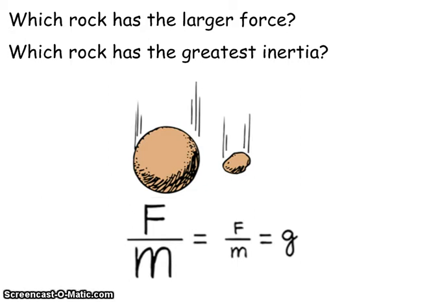Both give the same ratio, or answer, g. Little g, we've been calling the acceleration due to gravity, has a value of 10 meters per second squared.